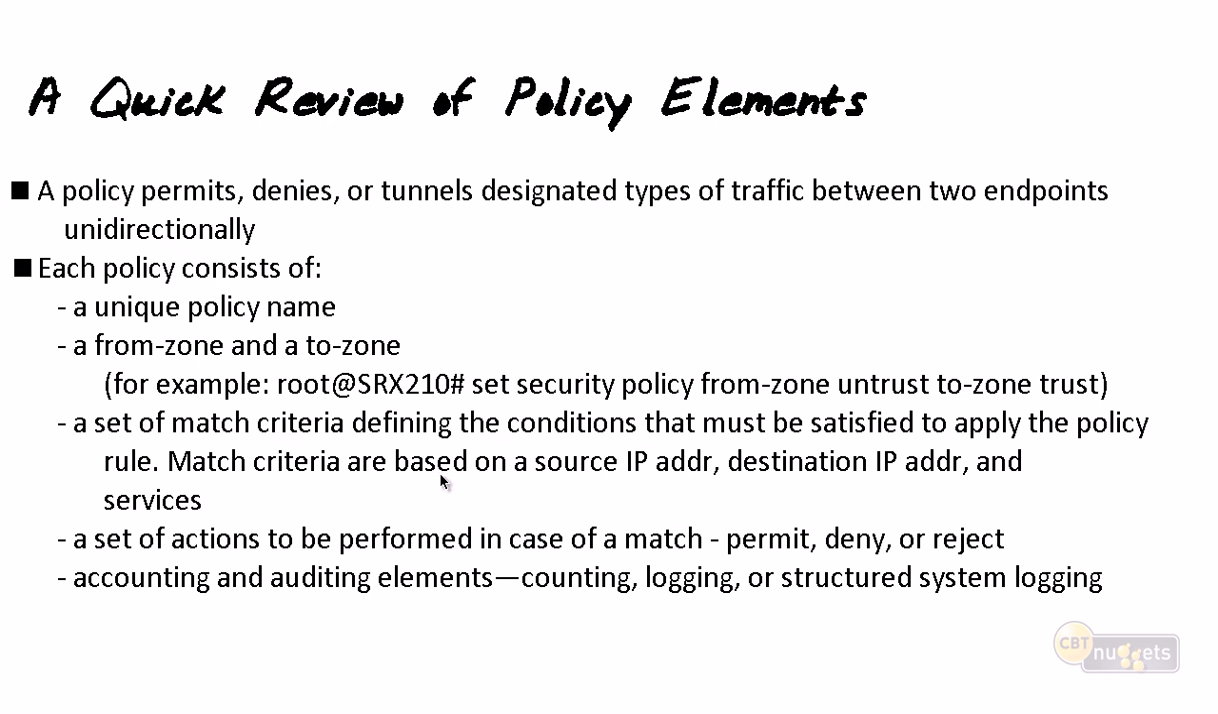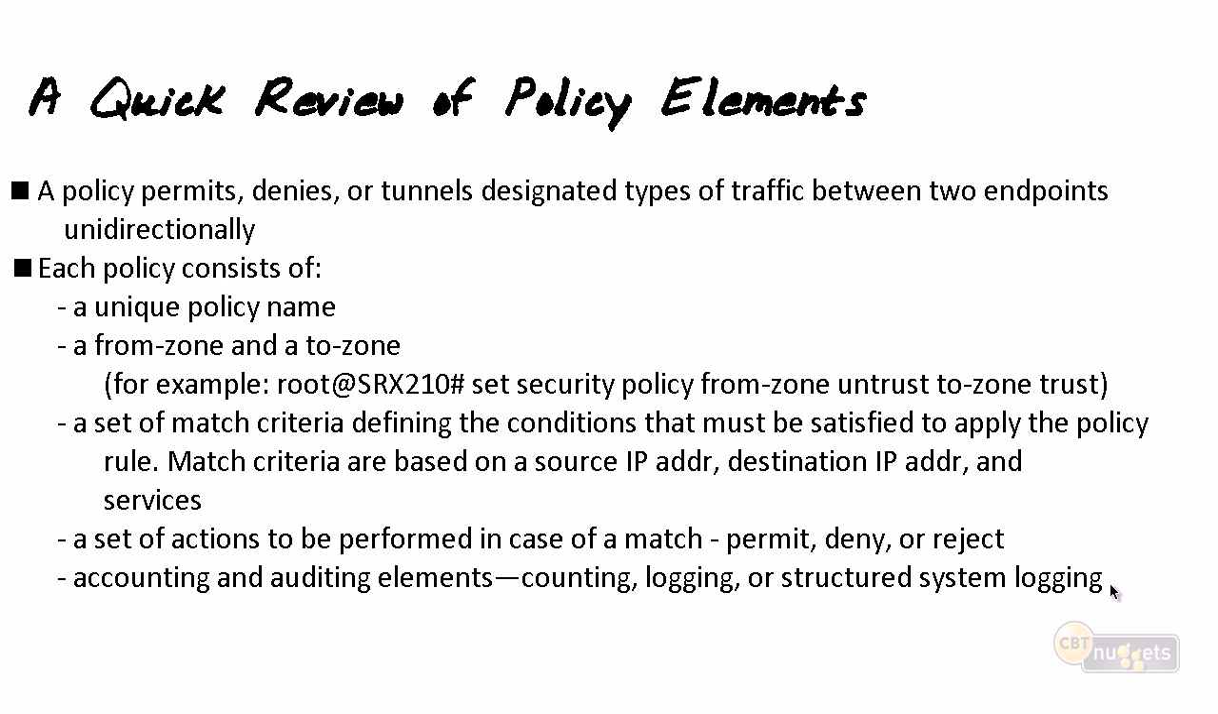You also need to have a set of match criteria that's going to define the characteristics, the attributes that you have to satisfy to be able to apply the policy rule. Match criteria are based on the source IP address, destination IP address, as well as services, otherwise known as applications, and we'll see those here in a second. You also have a set of actions that are performed in case you have a match. A permit action, a deny action, or a reject action. These aren't the only types of actions. As we can see down here, you can include accounting and auditing elements like counting, logging, and structured system logging.